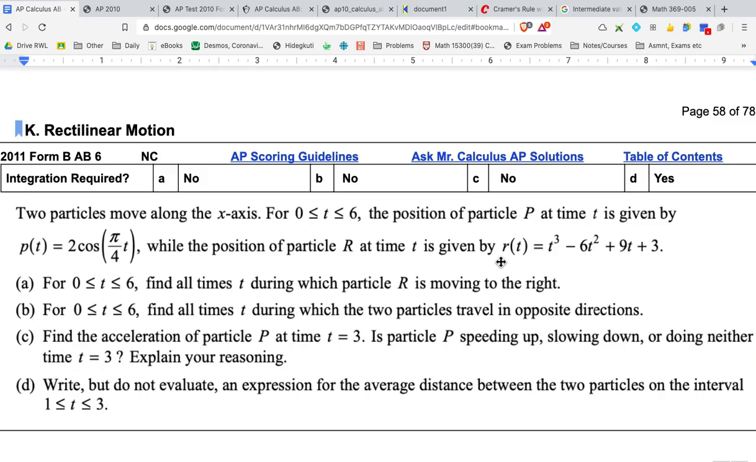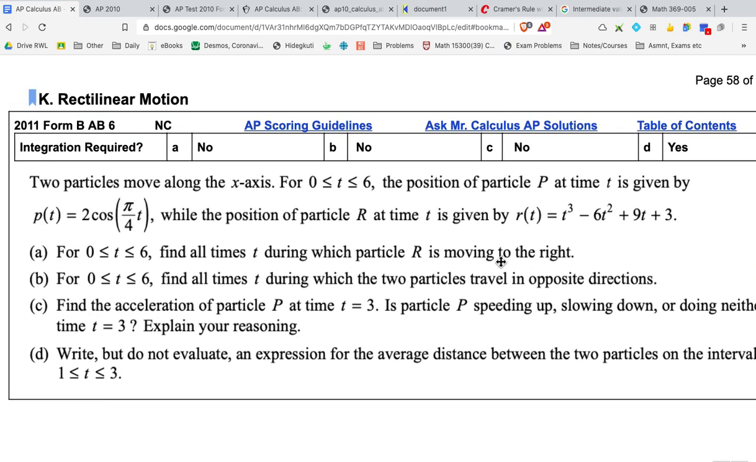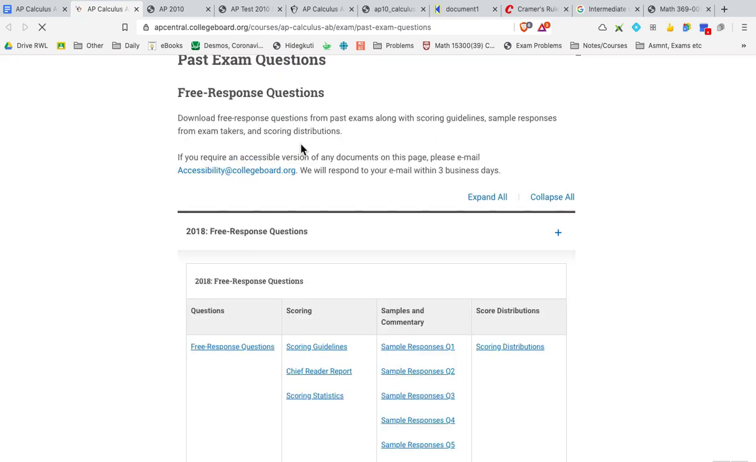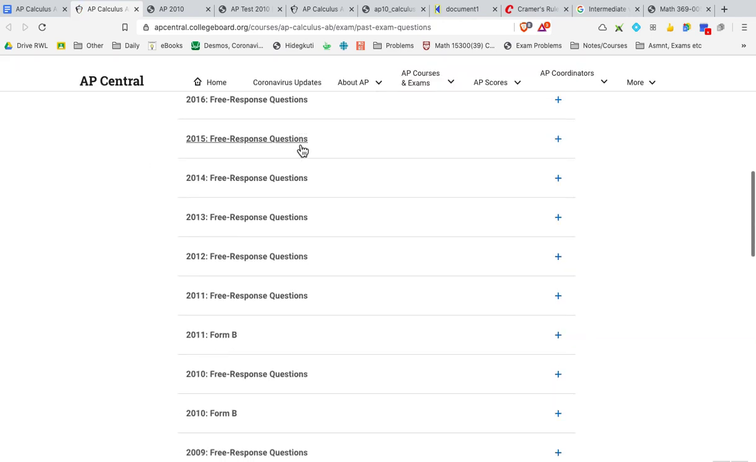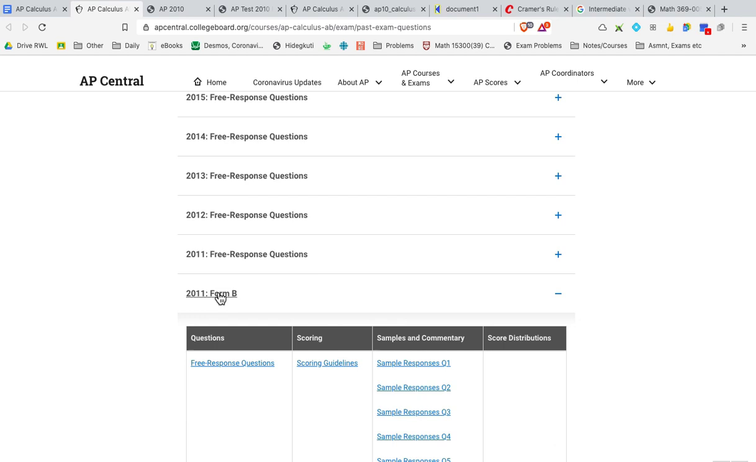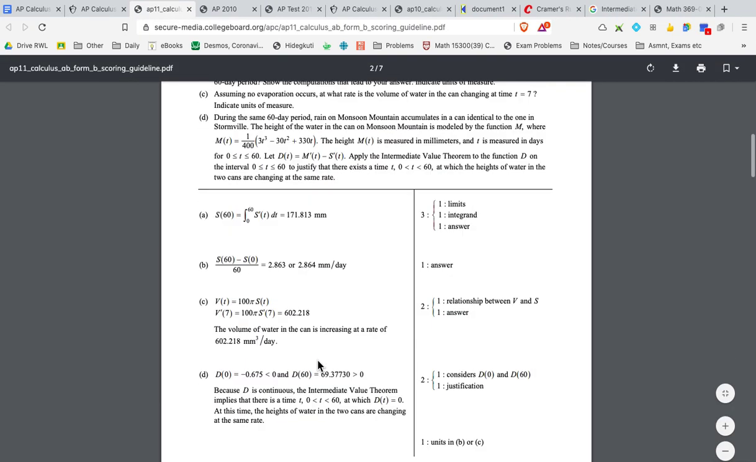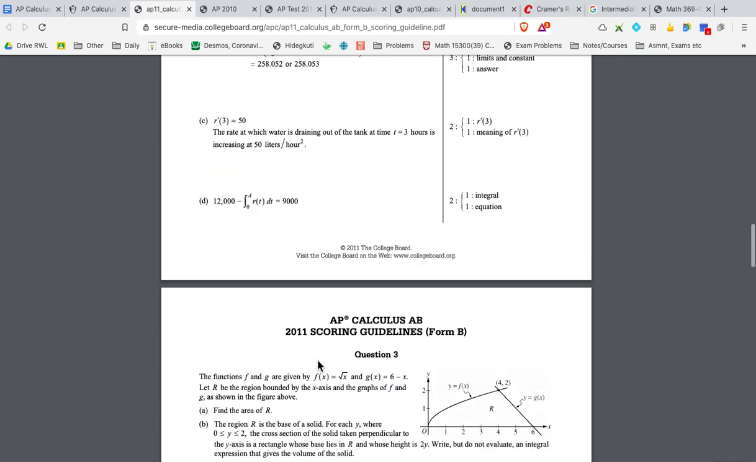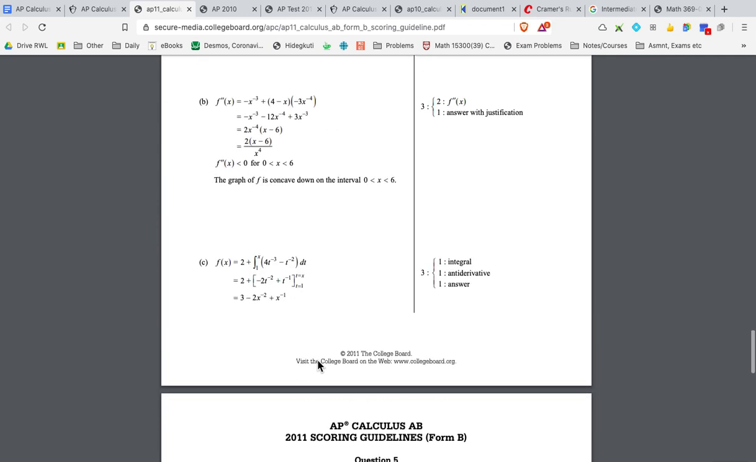I just did that by looking at the nature of the question. Of course, just to be 100% sure, we probably should look at the scoring guidelines and see. So this is 2011 Form B, and I think it was question number 6, maybe. So let's scroll down to question number 6.